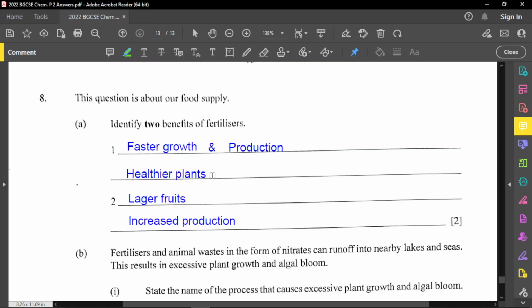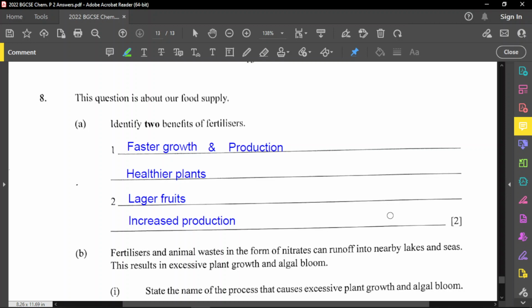Healthier plants in terms of the available nutrients are there for the plants. We're not saying it's going to be healthy for us to eat. No, we're saying the plants will be healthy because the plant will be exposed to the nutrients they need. You get larger fruits, tend to get larger fruits generally, and you also have increased production. All right, so yeah, faster production is different from increased production, which means you can have more in terms of quantity, and you can have faster processing in terms of less time to produce.